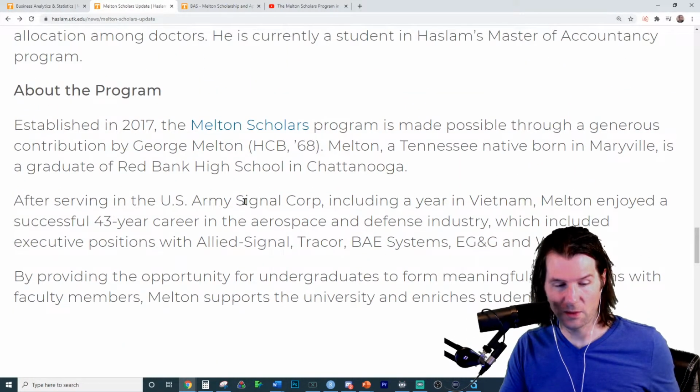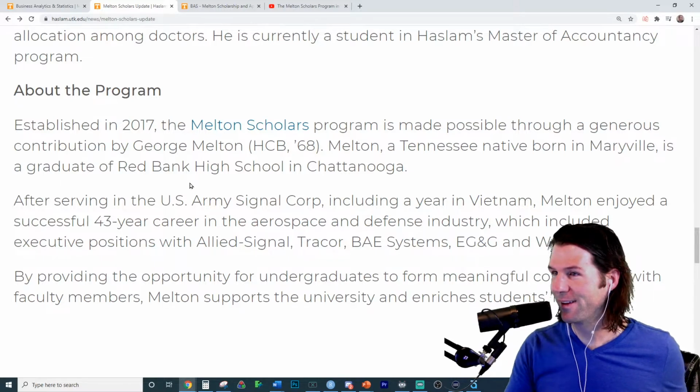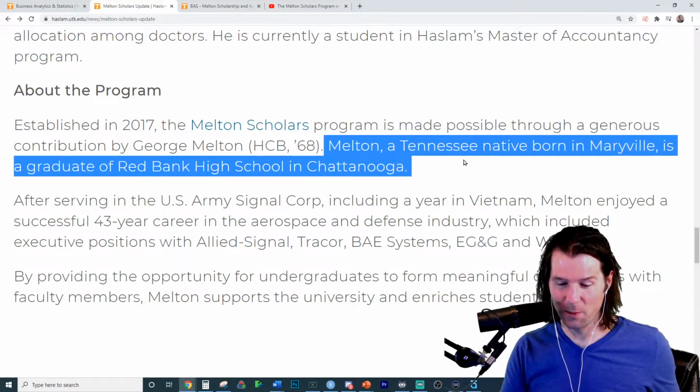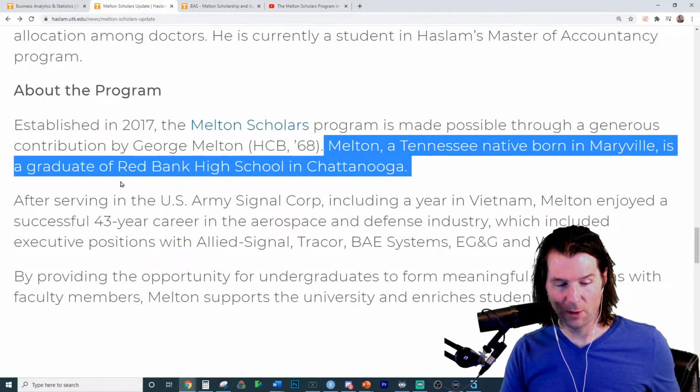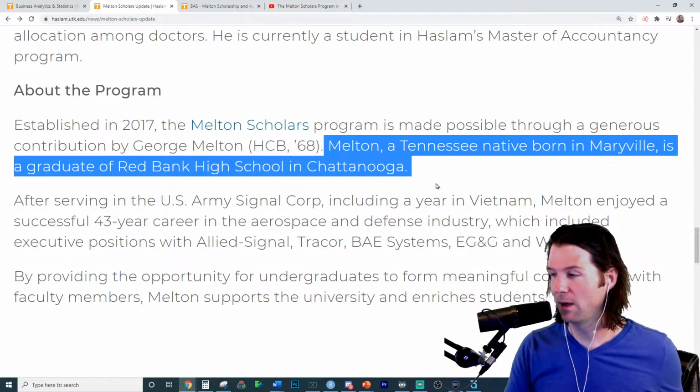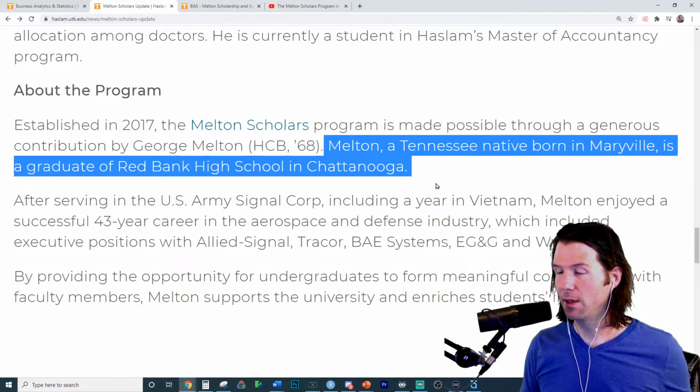They're all about, I swear, George and Peggy Melton, born in Maryville. There we go. Wait, Maryville. I know people know where Maryville's at. Melton, a Tennessee native born in Maryville, is a graduate of Red Bank High School in Chattanooga. So you go, Maryville native.